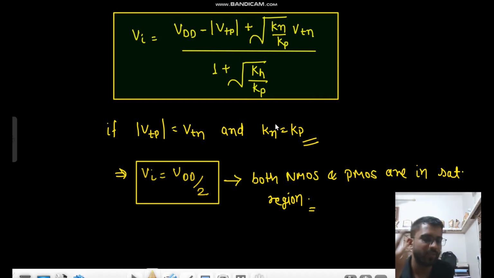If Kn is 4 times Kp, then what will happen to the switching threshold? Just put down the value here. Assume Vtp equals Vtn. Then if Kn is 4 times Kp, let us take VDD equals 5 volt. So it would become 5 plus 2 upon 1 plus 2. So it would be 7 by 3, and 7 by 3 is lesser than 2.5. So your switching threshold will decrease. And they can take other conditions as well. If Kp is 4 times that, then what will happen? 5 plus 1 by 2, 5.5 upon 1.5.